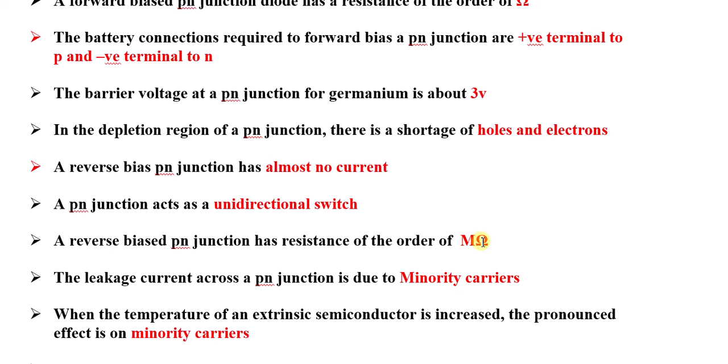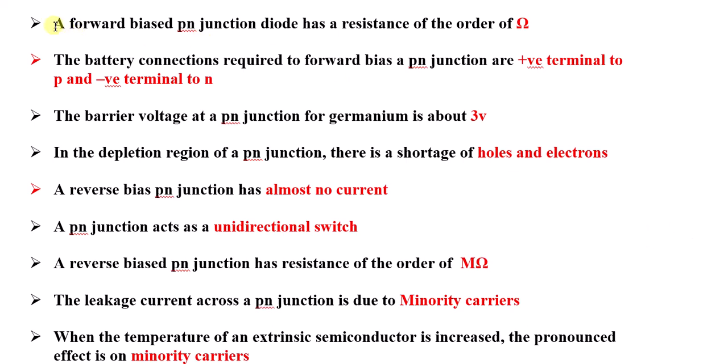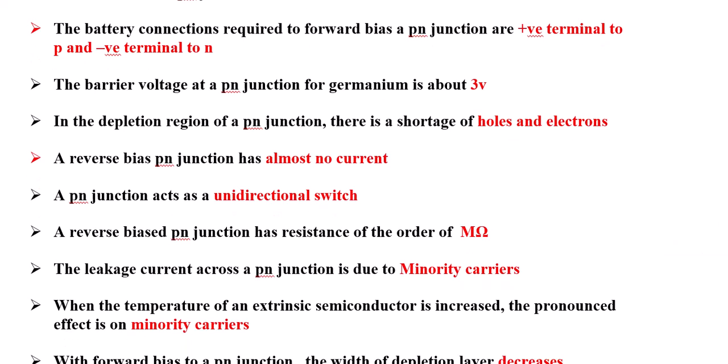A reverse biased PN junction has a resistance of the order of mega ohms. As we already saw in the above point, a forward biased PN junction diode has a resistance of the order of ohms, which is very less. But the resistance in the reverse biased situation is going to be very large, of the order of mega ohms. Mega ohm means 10 raised to 6, which is very huge. That much of barrier, that much of resistance will be there in the reverse biased situation.